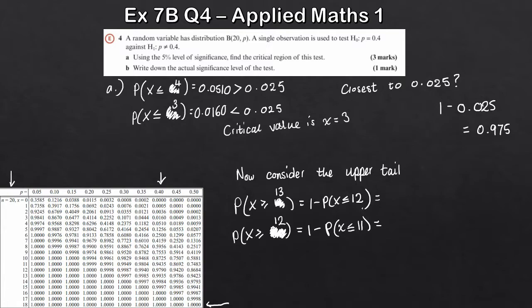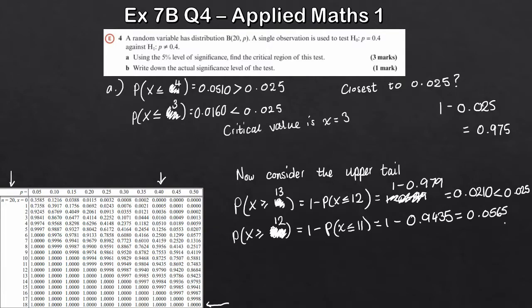And then just work out your corresponding probability. So this is 1 minus 0.979, like we just read off the table. 1 minus 0.979, and what does that give us? That gives us 0.0210. Like we said, this is less than 0.025. And this one here is 1 minus 0.9435, and this gives us the first one greater than 0.025.